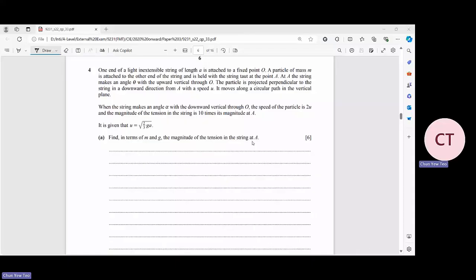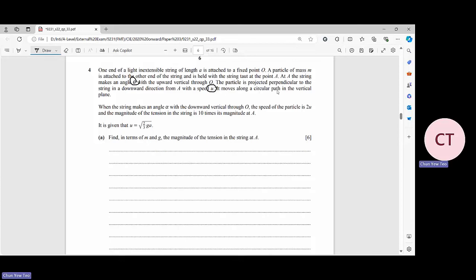Now we take a look at question number 4. One end of a light inextensible string of length a is attached to a fixed point O. A particle of mass m is attached to the other end of the string and is held with the string taut at the point A. At A, the string makes an angle theta with the upward vertical through O. The particle is projected perpendicular to the string in the downward direction from A with speed u.